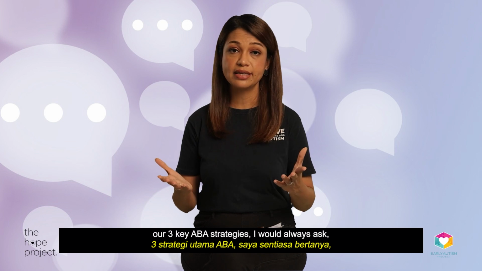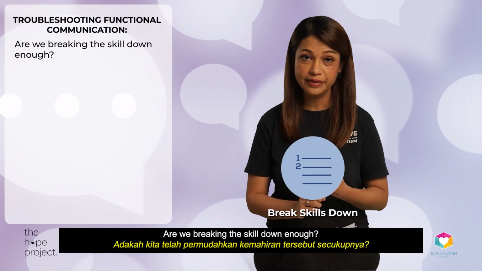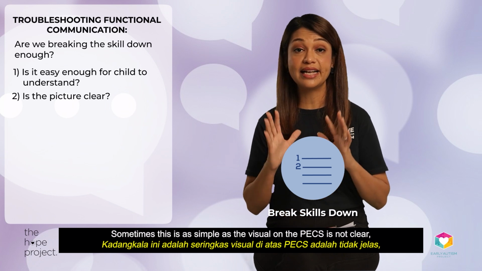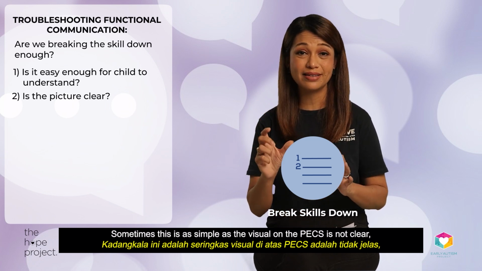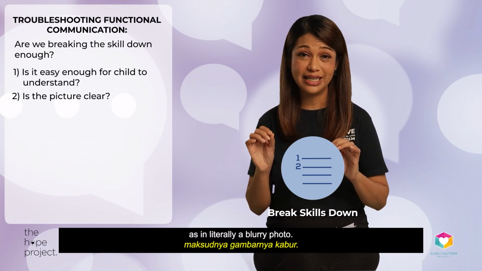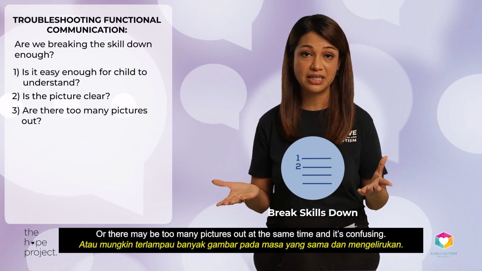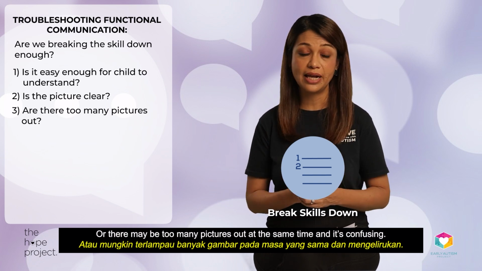So I'll always ask, are we breaking the skill down enough? Is it easy enough for our child to understand? Sometimes this is as simple as the visual on the PECS is not clear, as in literally it's a blurry photo. Or there may be too many pictures out at the same time and it's confusing for your child.